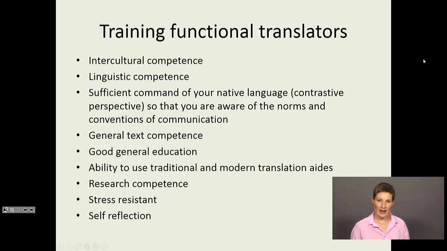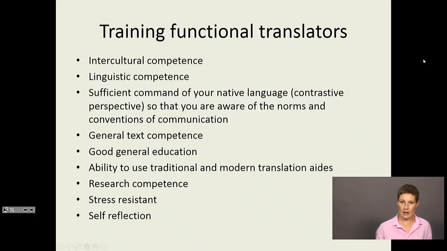Okay, so in terms of training functional translators, I just wanted to run through a few things that again come up in the Scopus theory and in the functional approach that are very, very important for you to know as trainee translators. So it's not just about linguistic competence. Yes, you need to know your language A and your language B, but you also need to know about the cultures out of which and into which you are translating.